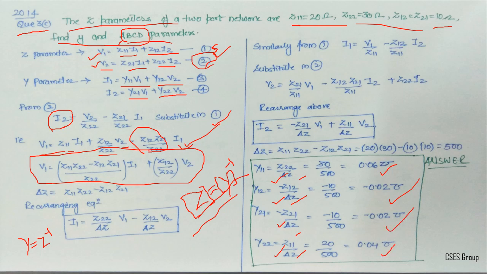Next is to determine the ABCD parameters. For the ABCD parameters, such a kind of relationship does not exist, so you need to derive it if you don't remember it. So let us see how we can do this.